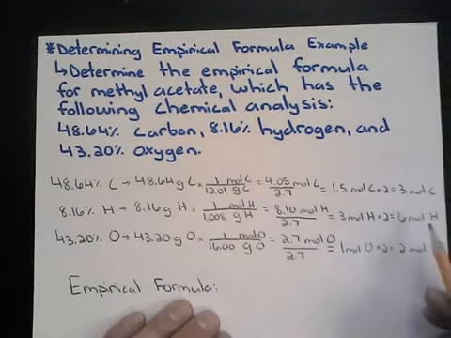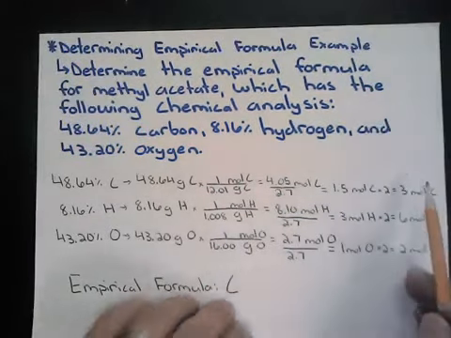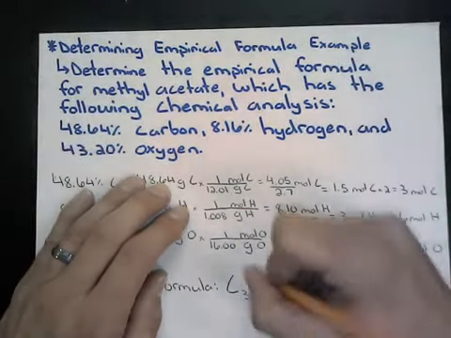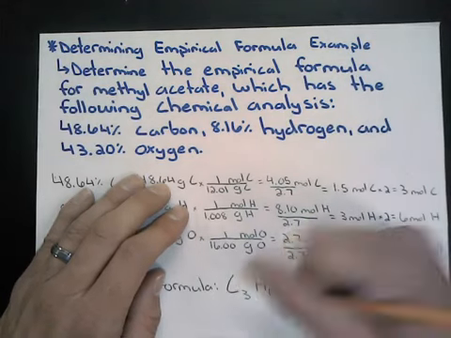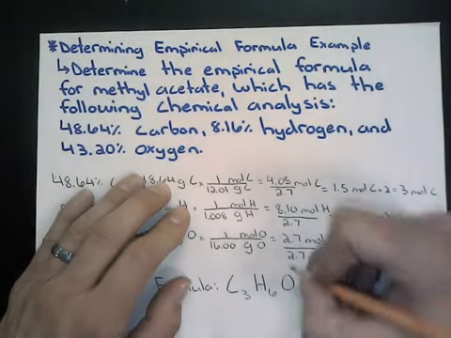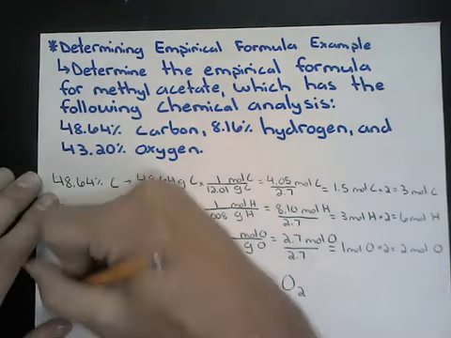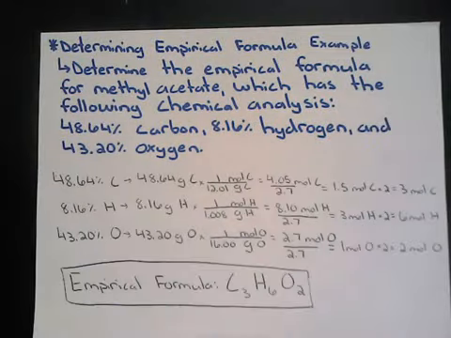So the empirical formula is this. You just write down the elements, their symbols, in the order that they appear. So we're going to write down carbon, and then the subscript is this furthest right number, which for carbon is 3. And you write down the next element, which is H for hydrogen, and that furthest right number is 6. And then you write down the last element, which is O, and the furthest right number for O is 2. And so the empirical formula for methyl acetate becomes C3H6O2.